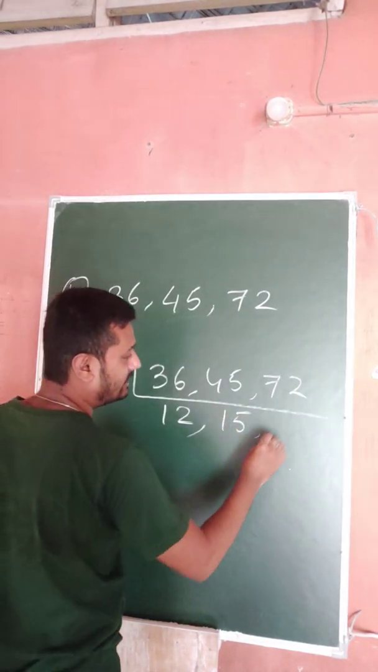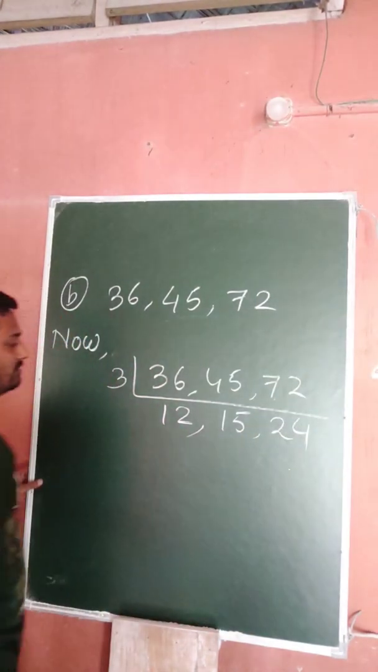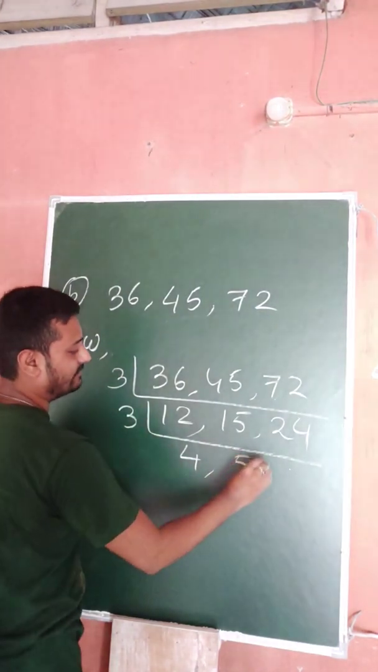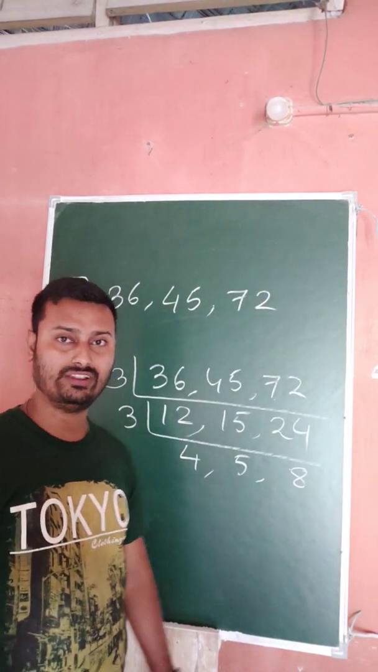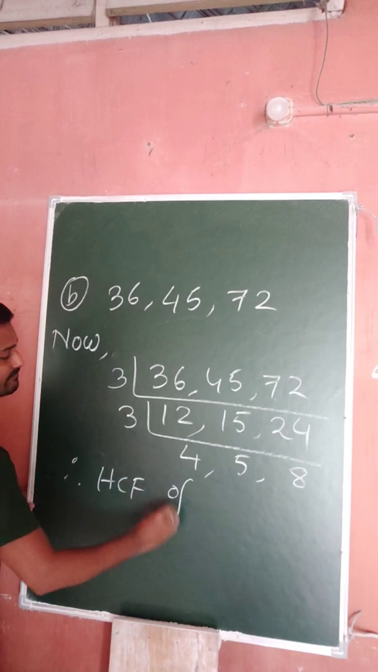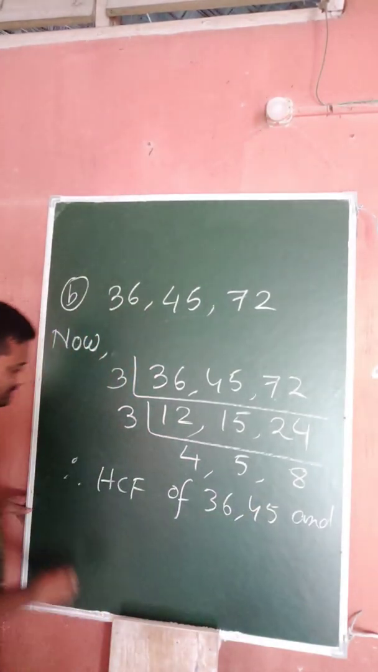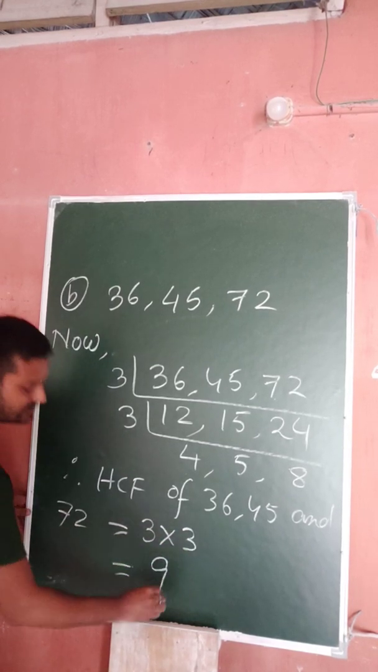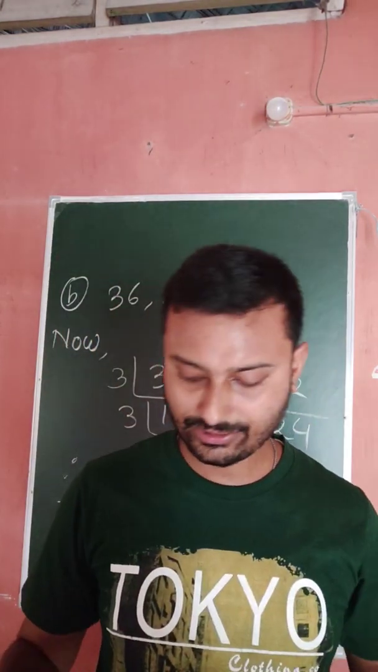So divide by 3, it becomes 12. It becomes 15, and it becomes 24. Okay, again you can divide by 3. 3 fours are 12, 3 fives are 15, and 3 eights are 24, and 4, 5, 8 have no common factors, okay, except 1. So therefore HCF of 36, 45 and 72 is equal to 3 into 3. It becomes 9.